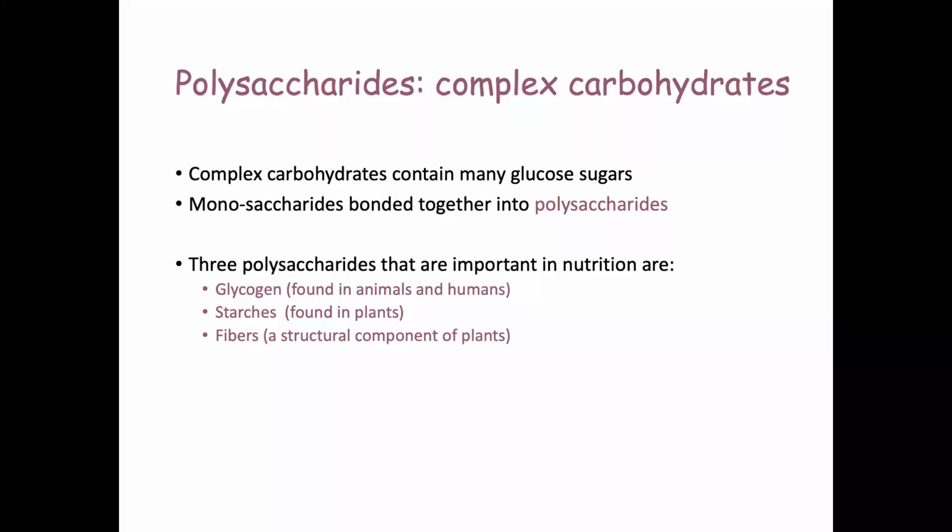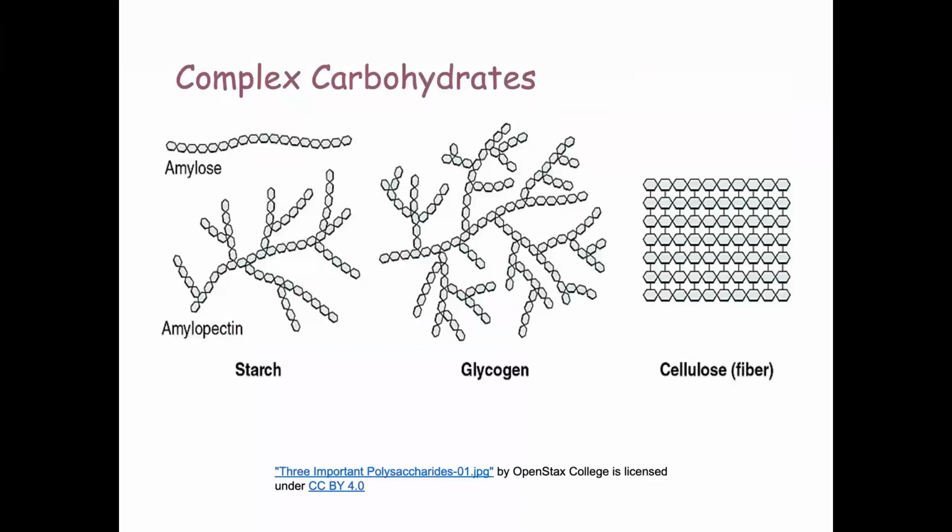Polysaccharides are the complex carbohydrates. That means you can find these molecules which have many glucose sugars. The ones that are important to us in terms of nutrition are glycogen. Again, that's the storage form of glucose in animals. We are animals. Starch is the storage form for glucose in plants, and fibers will be a structural component in plants, also made up of glucose. That shows you pictures of some of those.